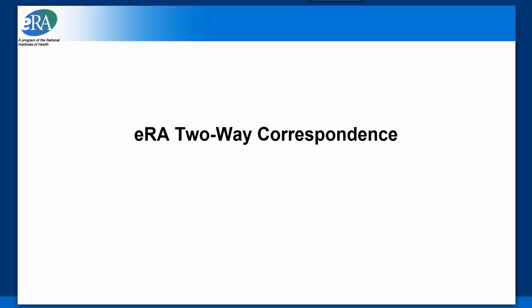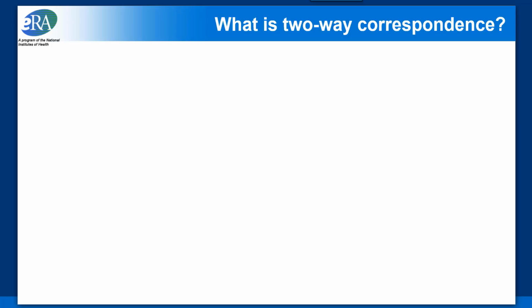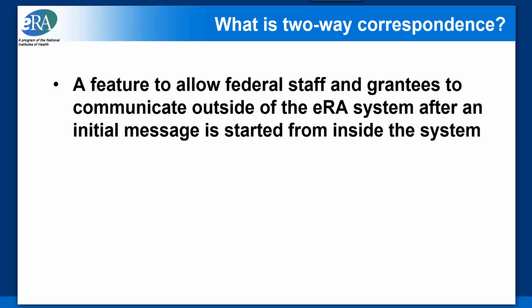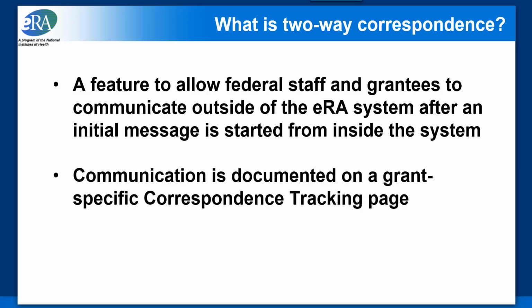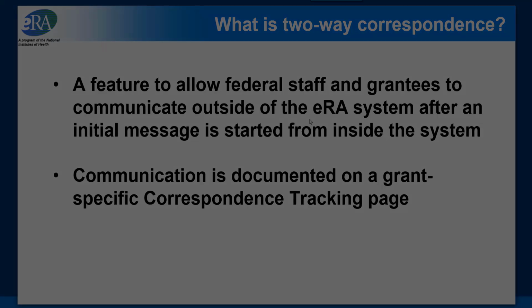In this video, I'm going to go over the eRA two-way correspondence feature and how you as a SAMHSA grantee can use it. First, what is two-way correspondence? Two-way correspondence is a feature that lets SAMHSA staff or grantees start a special email thread from inside the eRA system. After this email thread is started, it can be continued completely outside of the system, but have replies officially documented and stored inside the system on the correspondence tracking page.